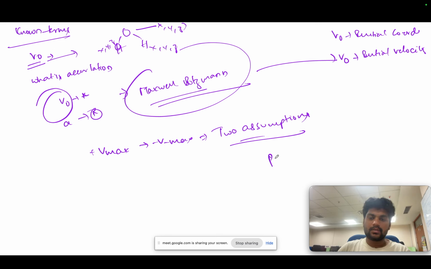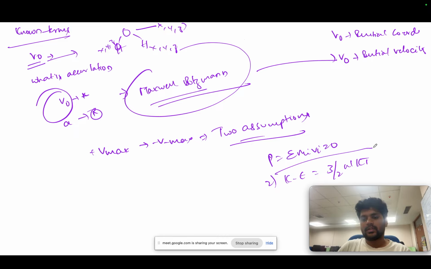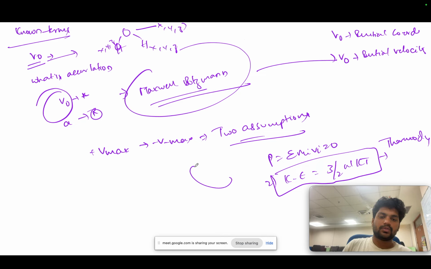One is that momentum will always be 0, and the second one is that kinetic energy will equal 3 by 2 nkT. If you remember, we got this formula from the thermodynamic probability. While deriving the thermodynamic probability, we got the total energy. So here we got the kinetic energy as total energy. So by assumption of these two, we get this one.